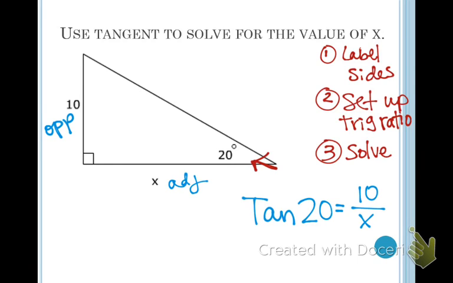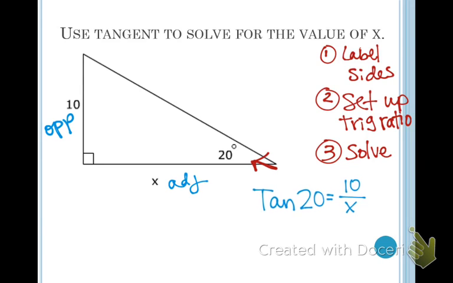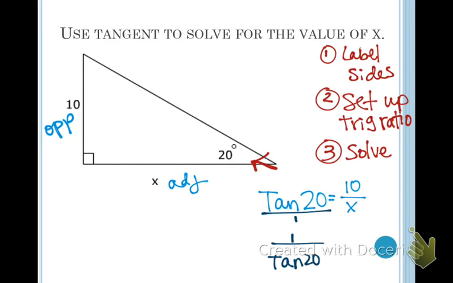Can I just multiply both sides by 10 the way it looks right now? No, I can't. So what do I need it to look like? I need to flip. 1 over tangent of 20 equals x over 10. So now what will I do to both sides? Multiply by 10. And then we type this whole thing in your calculator.